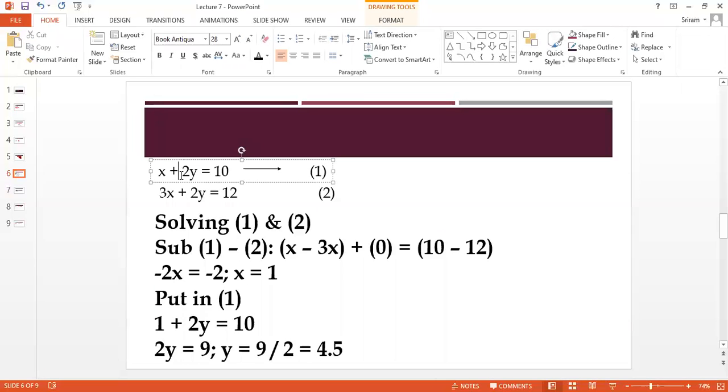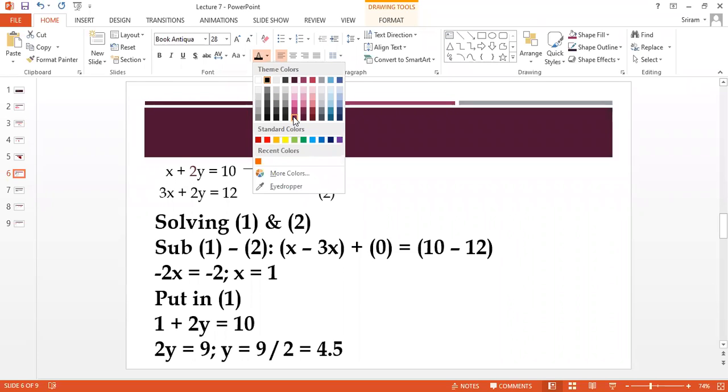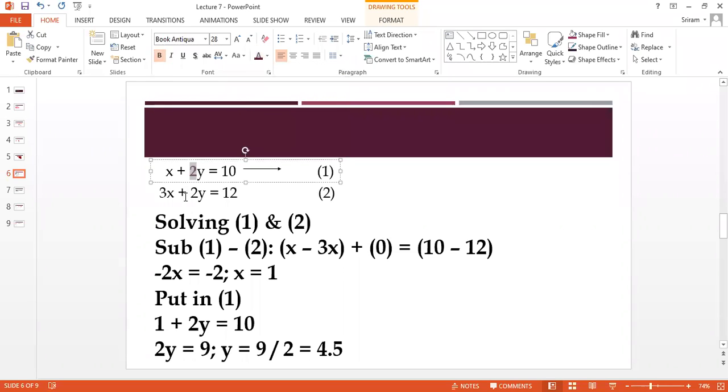What is the coefficient of y? You can check for x or you can check for y. But when I check for y in equation 1, this is 2. And when I check for y in equation 2, this is also 2. I am having the same number. When I have the same number, I am going to subtract the first equation minus the second equation.